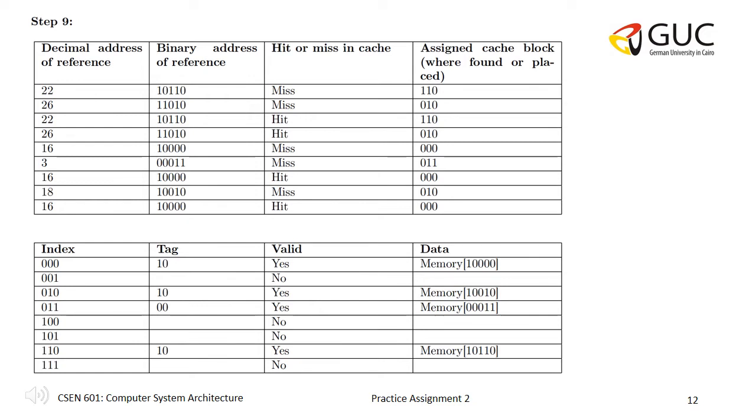If we want to calculate the hit rate or the miss rate, we should get the total number of misses over the total number of accesses. So now here we have 1, 2, 3, 4, 5, 6, 7, 8, 9. We tried to access the memory 9 times. We have 4 hits and 5 misses. So the miss rate is 5 over 9 and the hit rate is 4 over 9. Okay, this is how we get the miss rate or the hit rate.